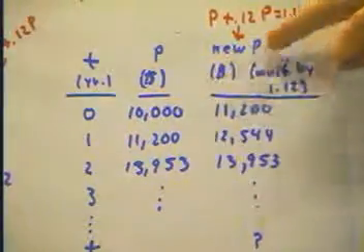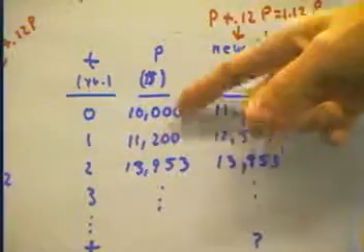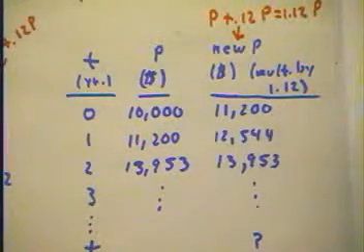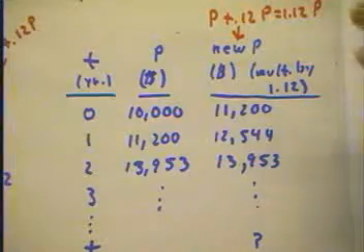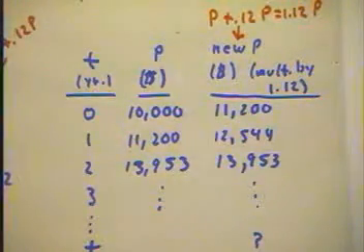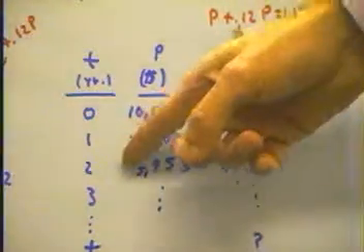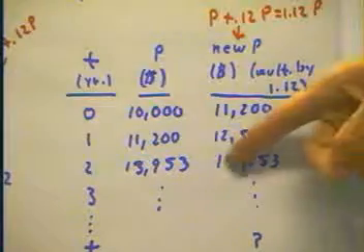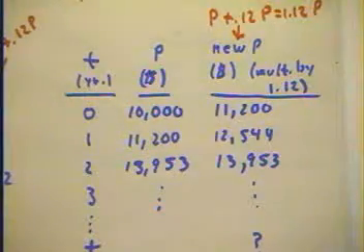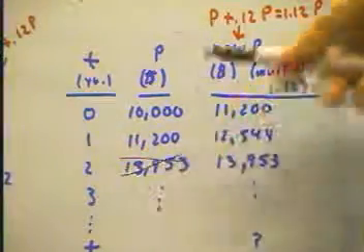We multiply $10,000 by 1.12, we get 11,200. We multiply 11,200 by 1.12, we get 12,544. We multiply that, and it looks like I've skipped a step here. I should have 12,544 here, and then the 13,959 here. So I've got a little error there. Just cross that out and you know what should go there.